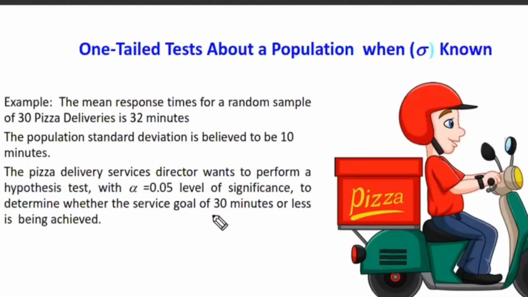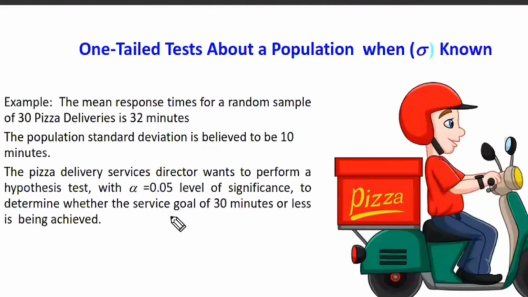Their goal is to reach within 30 minutes. But the sample data they have collected has a sample mean of 32 minutes. Now they are going to estimate whether both of them are almost close to each other or not close to each other. That is the hypothesis test they are going to apply, with an error of 5%.